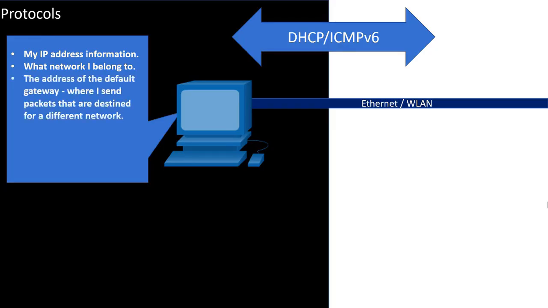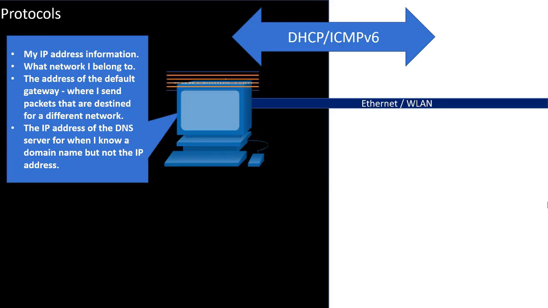to, the address of the default gateway that tells the device where to send packets that are destined for another network, and the address of the DNS server for when a device knows the domain name of a destination but needs the destination's IP address.